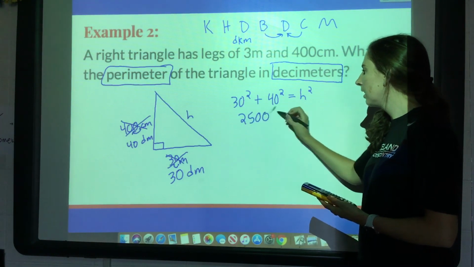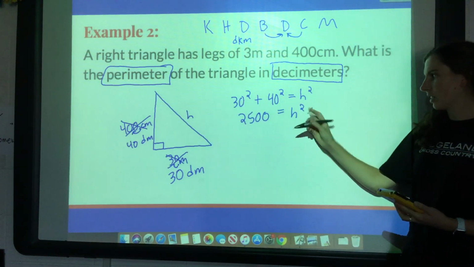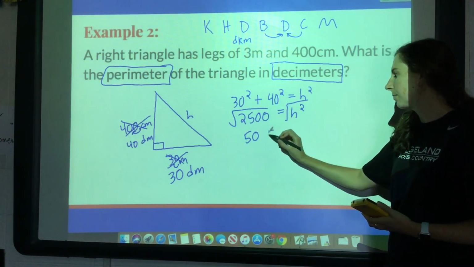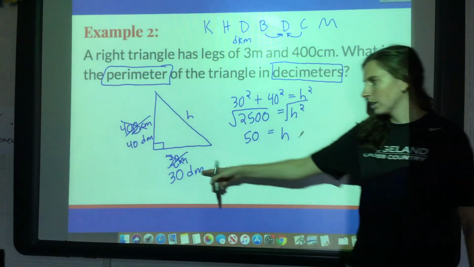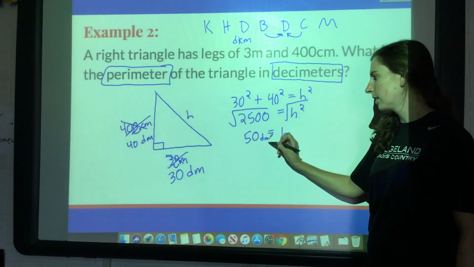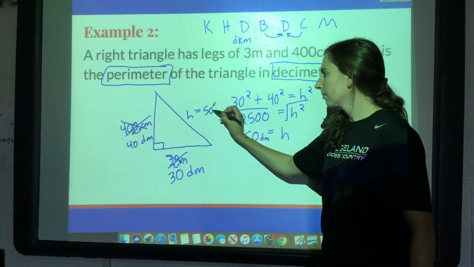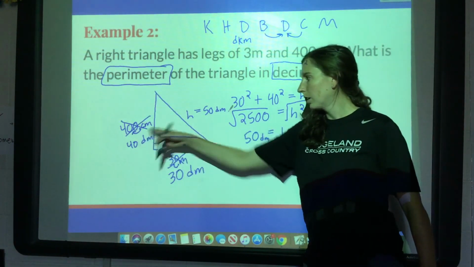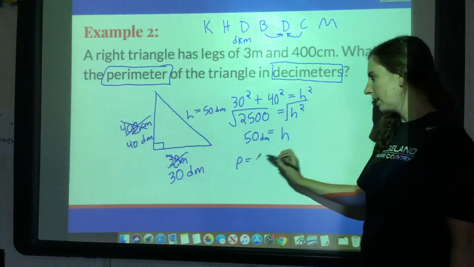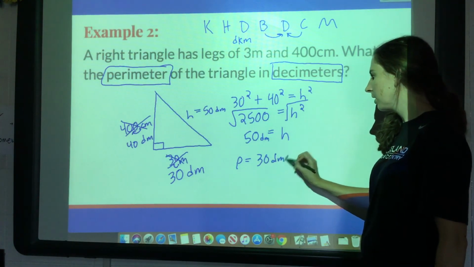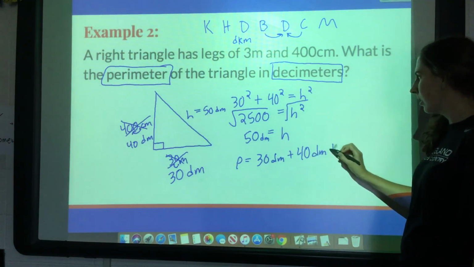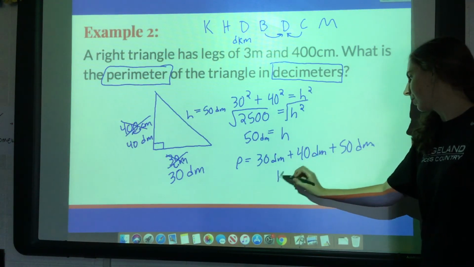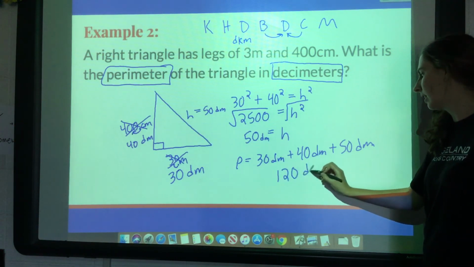2,500. And to get rid of the squared, we'll square root. And so that should be 50. Since these were in decimeters, this is also in decimeters. And now I can find the perimeter by adding up 30 plus 40 plus 50. So the perimeter is 30 decimeters plus 40 decimeters plus 50 decimeters. What is that? 120 decimeters.